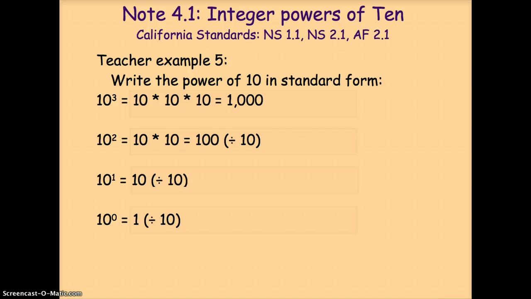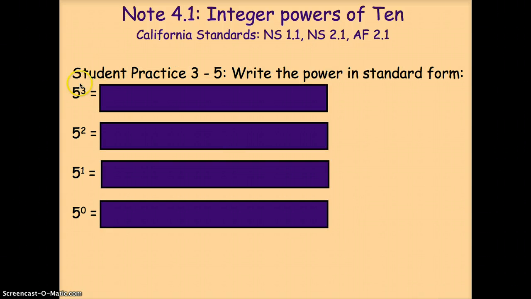So let's go on to a student practice. We have 5 to the third, 5 to the second, 5 to the first, and 5 to the 0. With each step, now you're going to be dividing by 5. So go ahead and solve quickly. Press play when you're ready to see the answers. Okay, let's take a look at your answers.